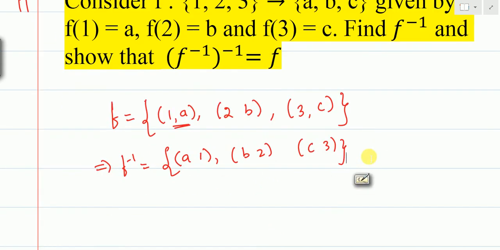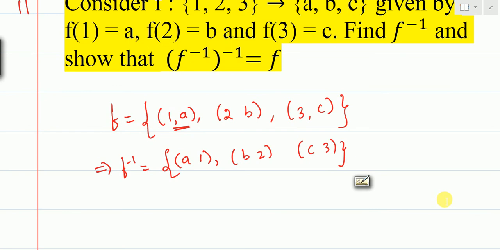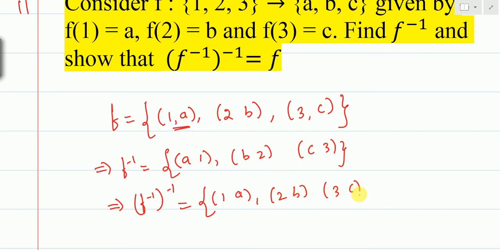So f inverse is a mapping from the second set to the first set here, {a, b, c} to {1, 2, 3}, range of f to the domain of f. That implies inverse of f inverse is equal to, again I have to interchange the ordered pairs in the set f inverse. That is, it is (1, a), (2, b) and (3, c). Clearly this is the given function f.